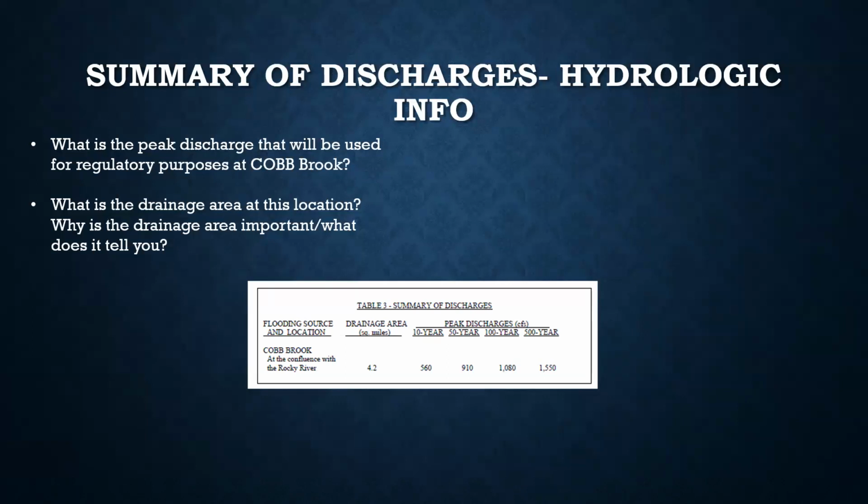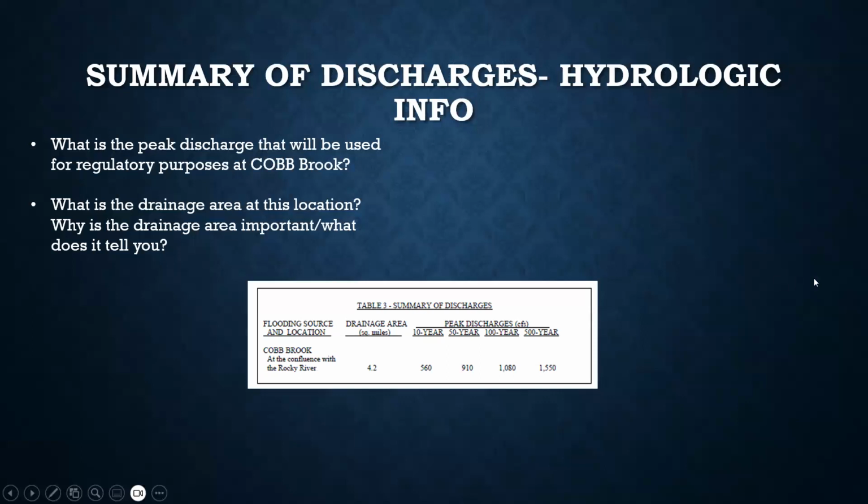Your summary of discharge tables, like I said, is in your section 3, your H&H. This is a summary of discharges. It has your drainage area and then the profile. Some summaries of discharges have more profiles than just this, but these are the 4 major ones.